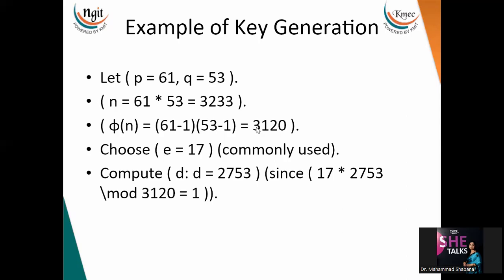Choose the E value. The E value is 11, which is commonly used, and compute D is equal to 2753. How we are getting D is equal to 2753 is by taking E times D, 17 into 2753, mod 3120. By using this formula, we get the value 1. So we are applying the formula here: E D mod phi of n is equal to 1.